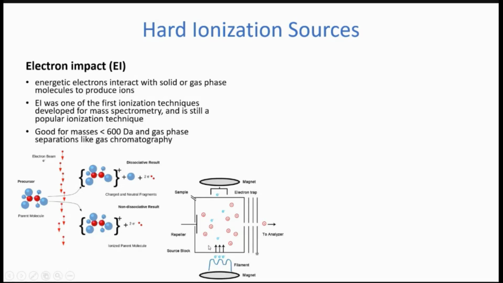That's sort of a theoretical diagram, but the way it actually works in design is that you've got usually a filament that releases the electrons into what's called a source block, and the sample is introduced into this block that has applied voltage as well. And there's a trap at the other end that usually has a magnet that draws the electrons through the source block. And as this is happening, it's causing these reactions, so knocking out the electrons and breaking bonds, and your sample will move through the source block and come out ionized.